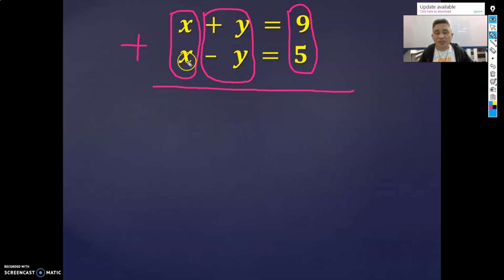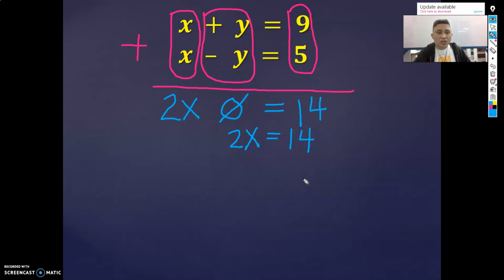So, x plus x is 2x. Positive y plus negative y is equal to 0. Bring down the equals sign. 9 plus 5 is 14. Since we do not include the 0 in the final answer, it becomes 2x equals 14.